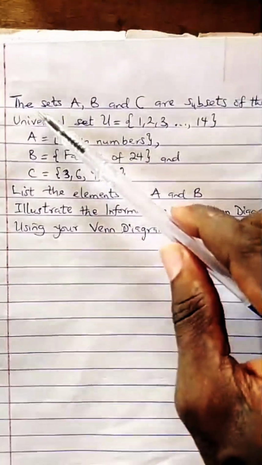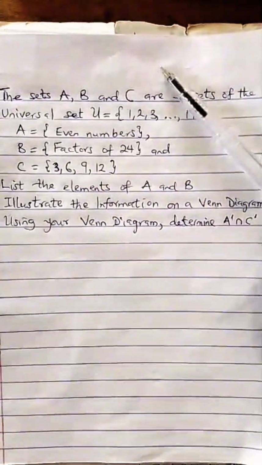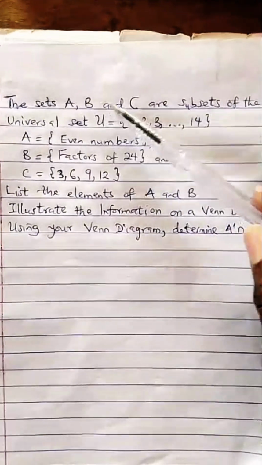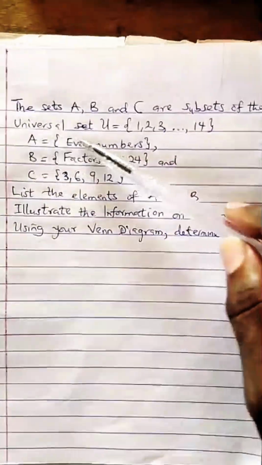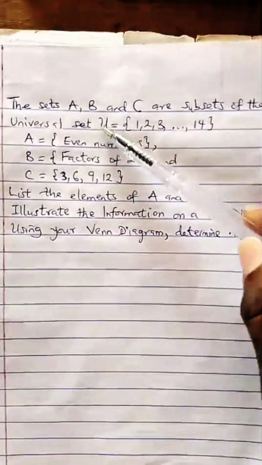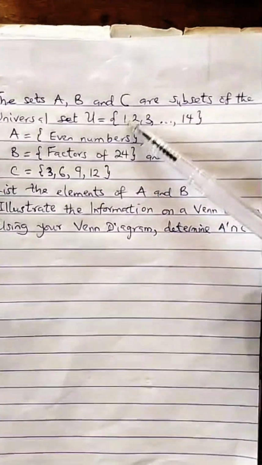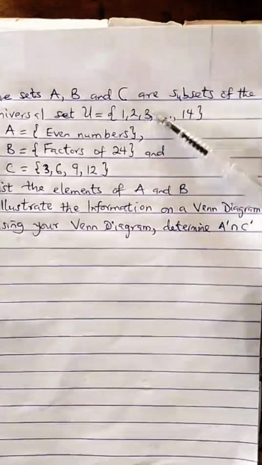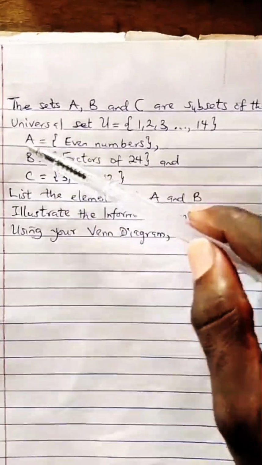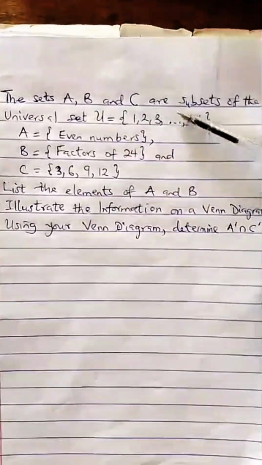Alright, now look at this question. It's a past question from the WAEC. It says the sets A, B, and C are subsets of the universal set symbolized by this capital letter U. This is the symbol for the universal set, and the elements are 1, 2, 3, and so forth to 14. Now, this is a set. The subsets are smaller sets brought out of the universal set.